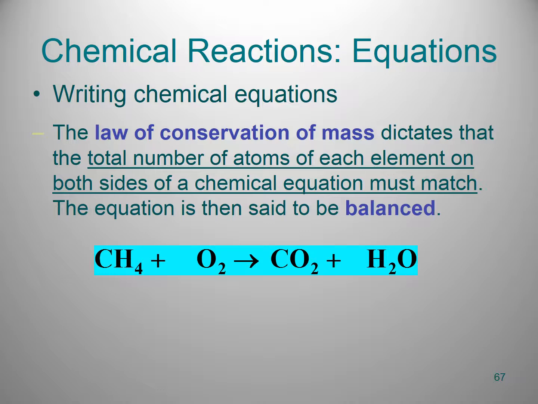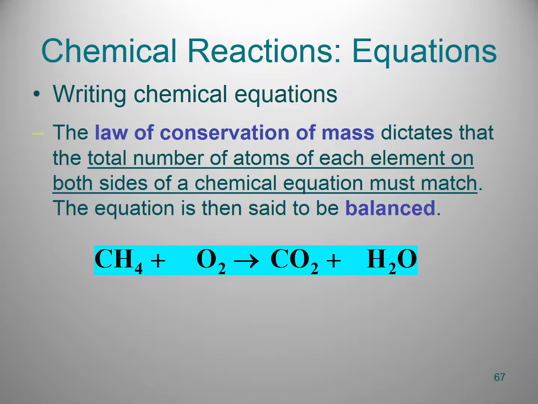Now, the coefficients come because of the law of conservation of mass. The law of conservation of mass says that matter can neither be created nor destroyed. Well, the easiest way to determine if matter has been destroyed or created is to make sure you have the same number of elements on each side of the equation. So they're rearranged, but you have the same number on both sides of the equation. So if the number on each side matches, then that equation is said to be balanced.